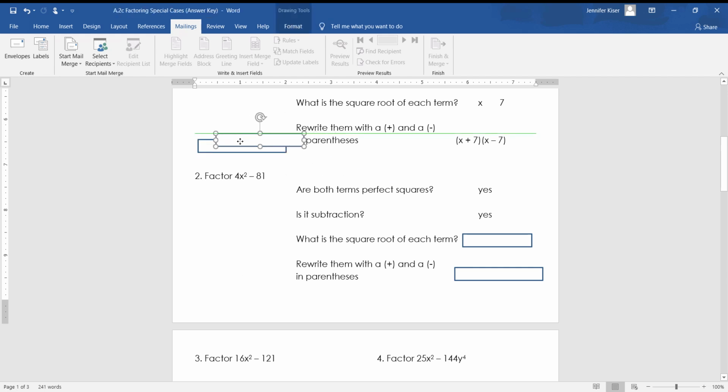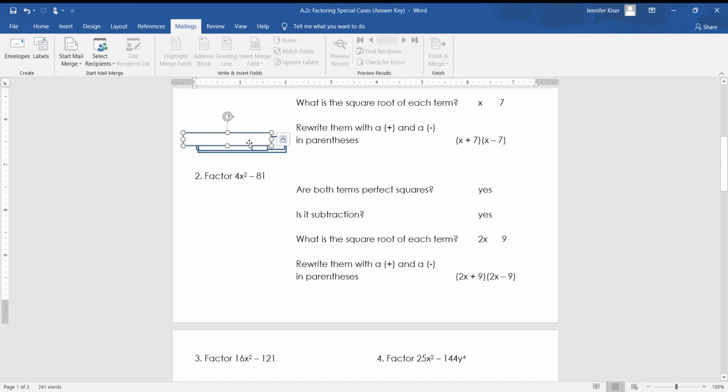So that's a yes. And then it's asking for the square root of each term. Like I said, the square root of 4x squared will be 2x, and the square root of 81 will be 9. And then you'll have one with the plus and one with the minus. So that'd be your factored form there.